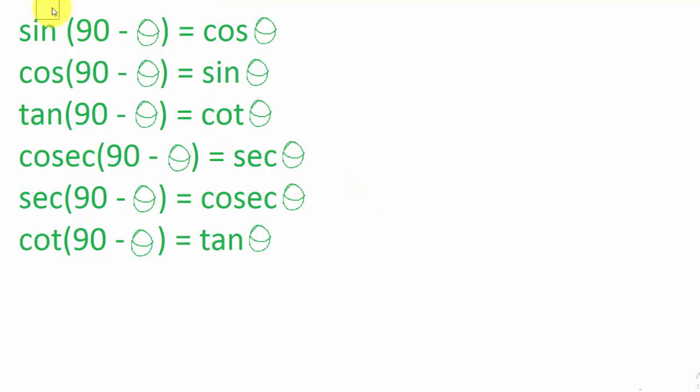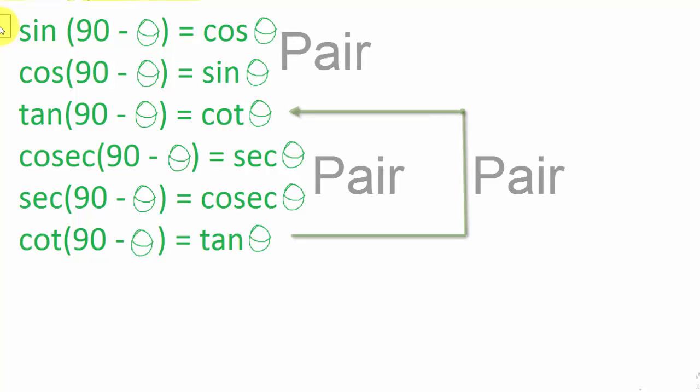Now, this right here is the master formula. Sine 90 minus theta is equal to cos theta. Cos 90 minus theta is equal to sine theta. Tan 90 minus theta is equal to cot theta. Cosec 90 minus theta is equal to sec theta. Sec 90 minus theta is equal to cosec theta. Cot 90 minus theta is equal to tan theta.